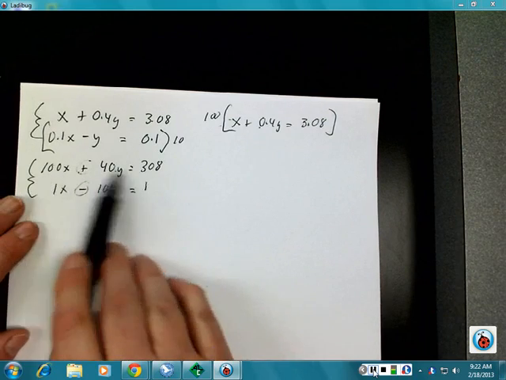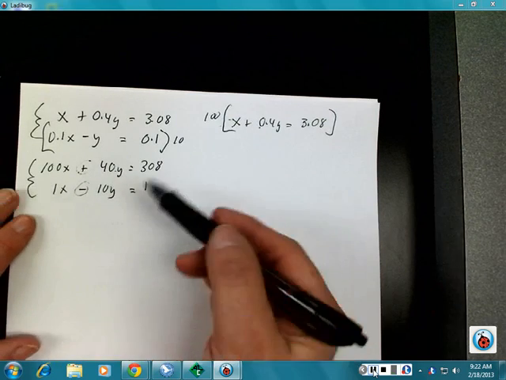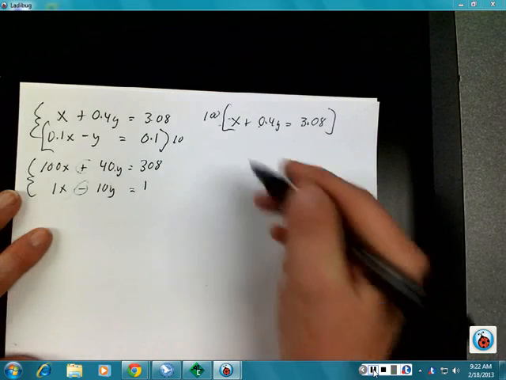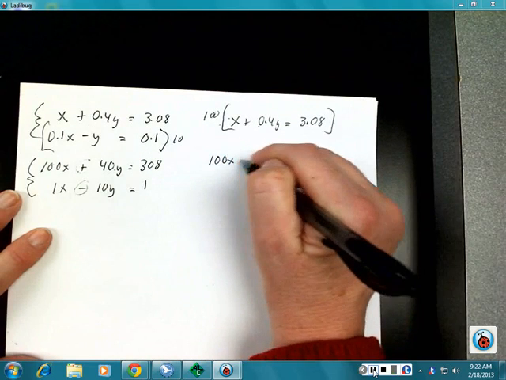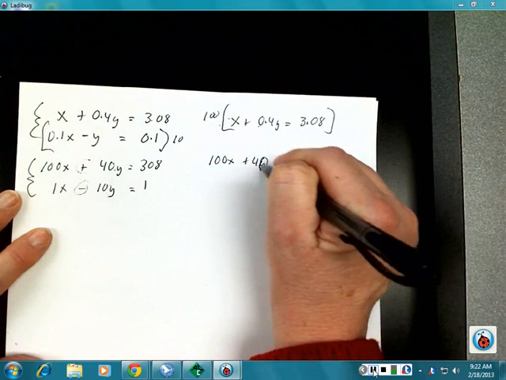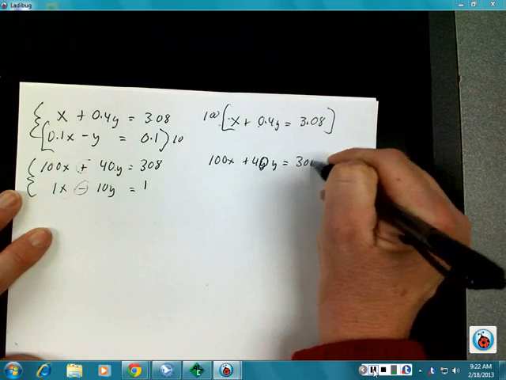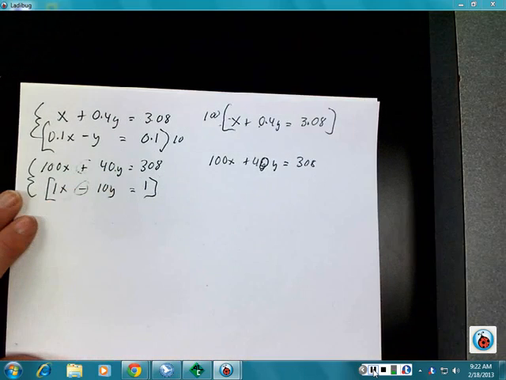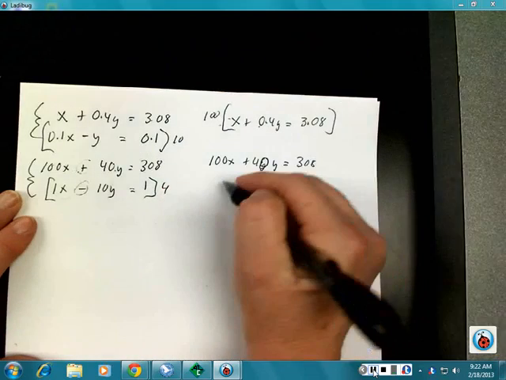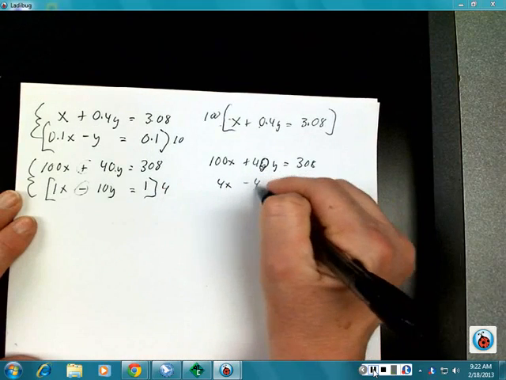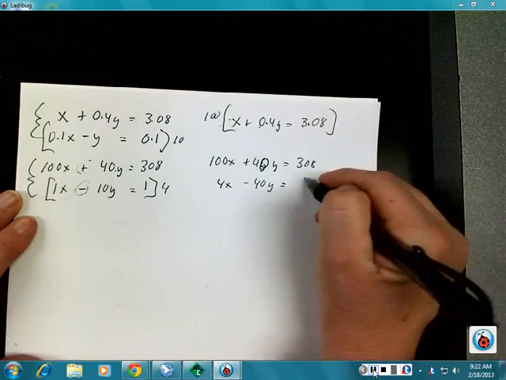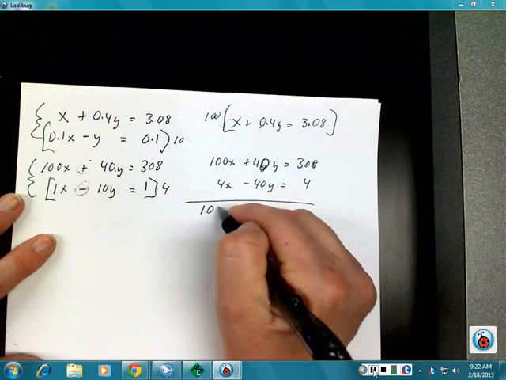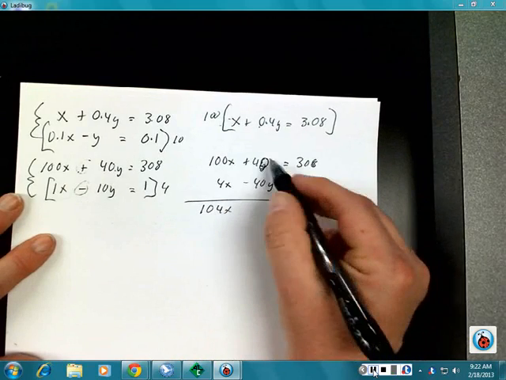So now, if I take this thing, do I have to multiply the top by anything? Nope. It's just going to stay as 100x plus 40y is equal to 308. But the bottom one is going to get multiplied by 4. So I get 4x minus 40y is equal to 4. Add them together, I get 104x. The y's disappear.